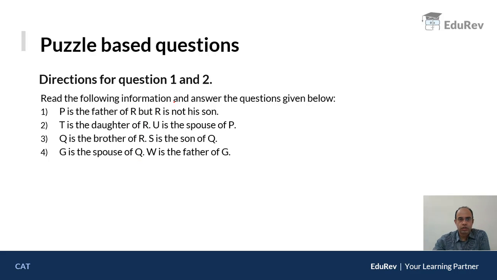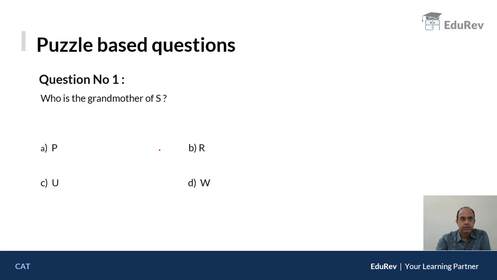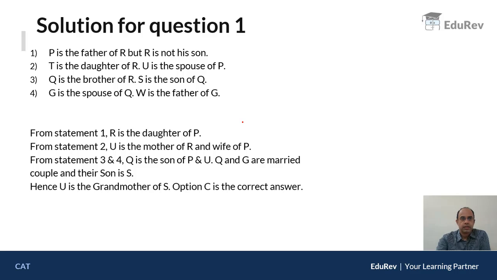So much information are given to you. Now I need to decode this information, make a family tree and derive relationship between different person P, Q, R, S, T, U, V. Fine. Now the first question says who is the grandmother of S, and four options are given to you. Fine. Now if I try to decode the first statement, it says P is the father of R, but R is not his son. So that means here I can say R is the daughter. If he is not the son, she has to be the daughter. Hence, R is the daughter of P.